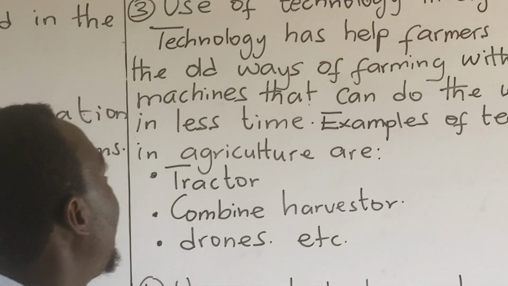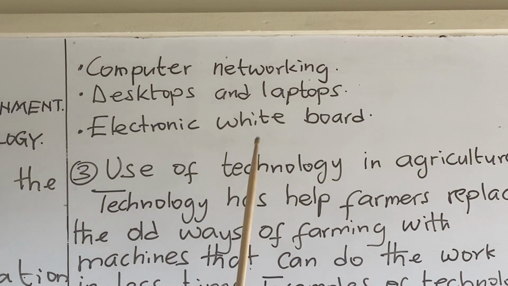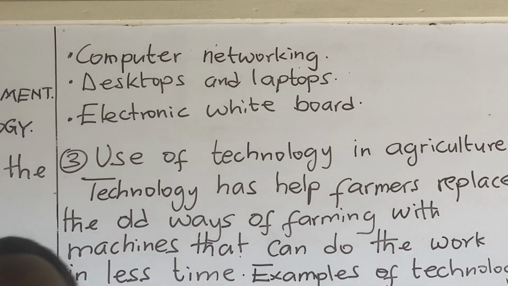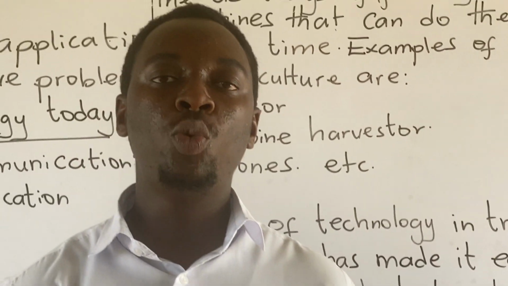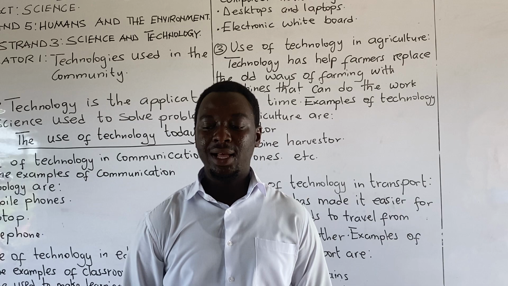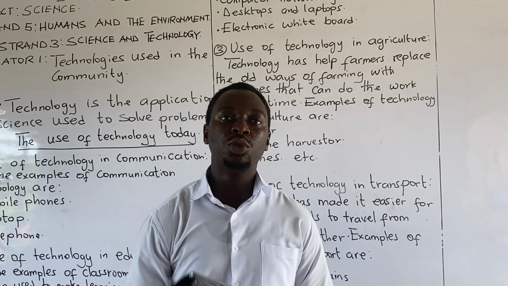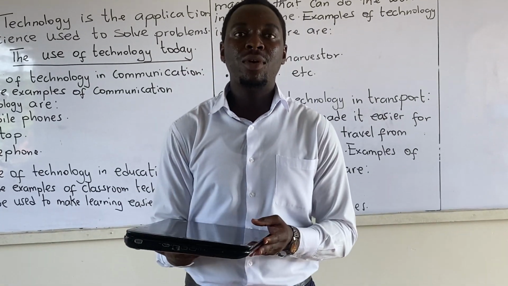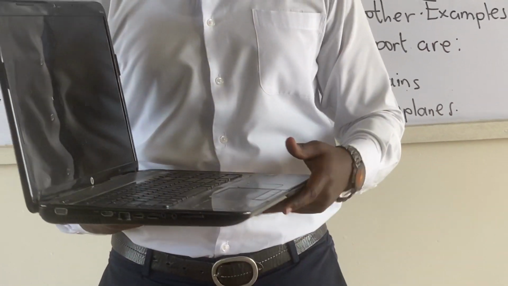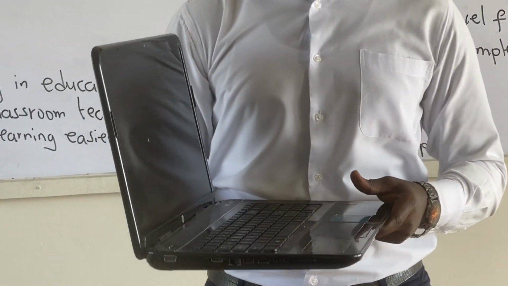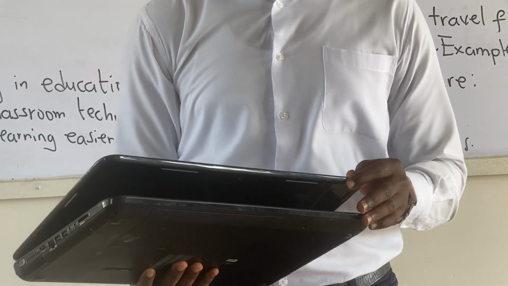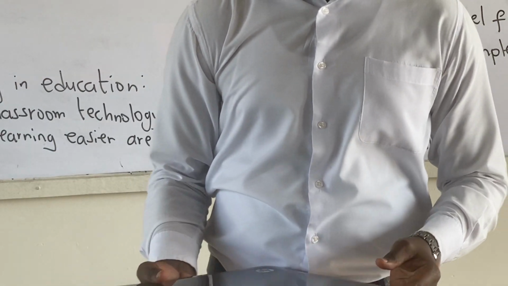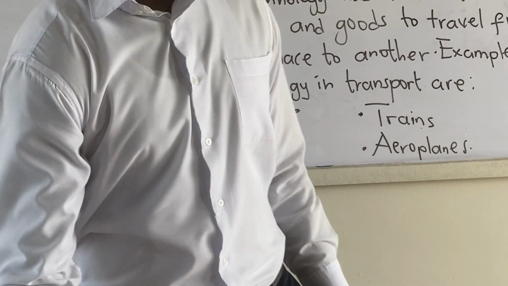Two, we have desktops and laptops. Desktops are used in schools to learn how to operate computers, how to work with a computer. We also use laptops in schools to learn how to work with a computer. Nowadays, most of our work is done on the computer, and that is practiced from school using the desktop and the laptop.